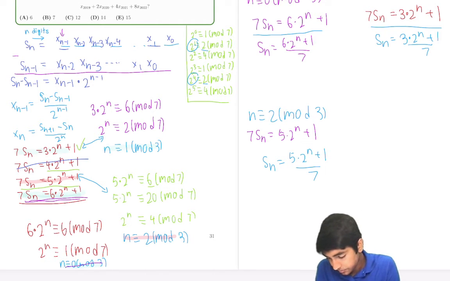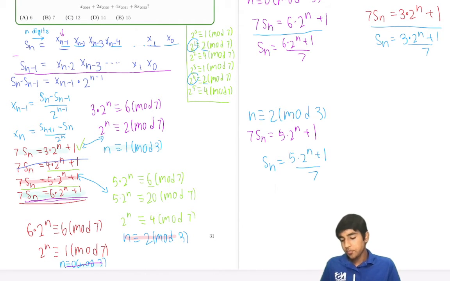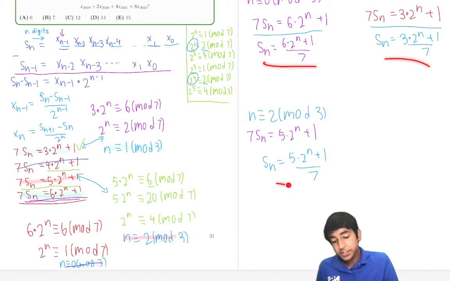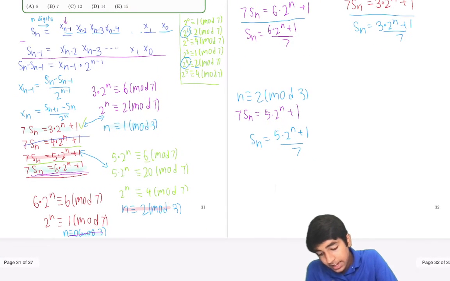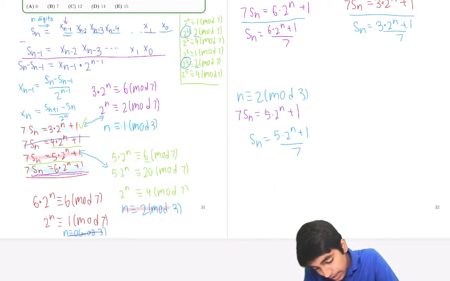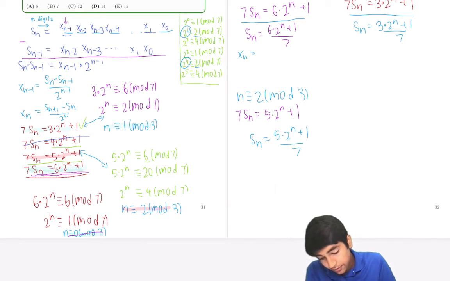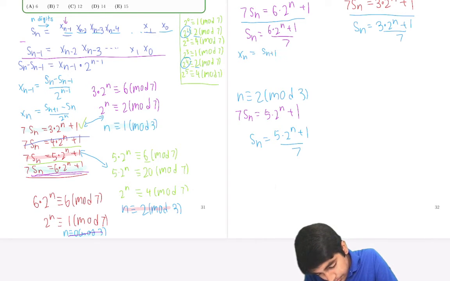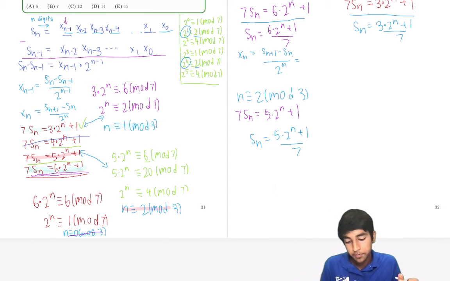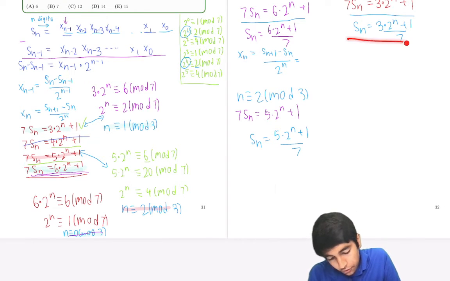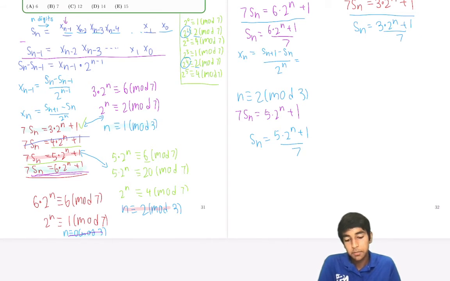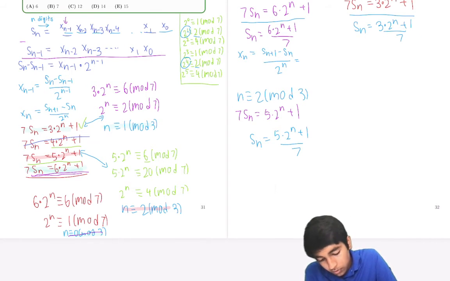Okay, so let's take a look case by case, because as you can see here, they're different mod 3. So if n is 0 mod 3, then x of n equals s of n plus 1 minus s of n over 2 to the n. And n plus 1 will be 1 mod 3, so it will have the formula right there, 3 times 2 to the n plus 1 over 7.